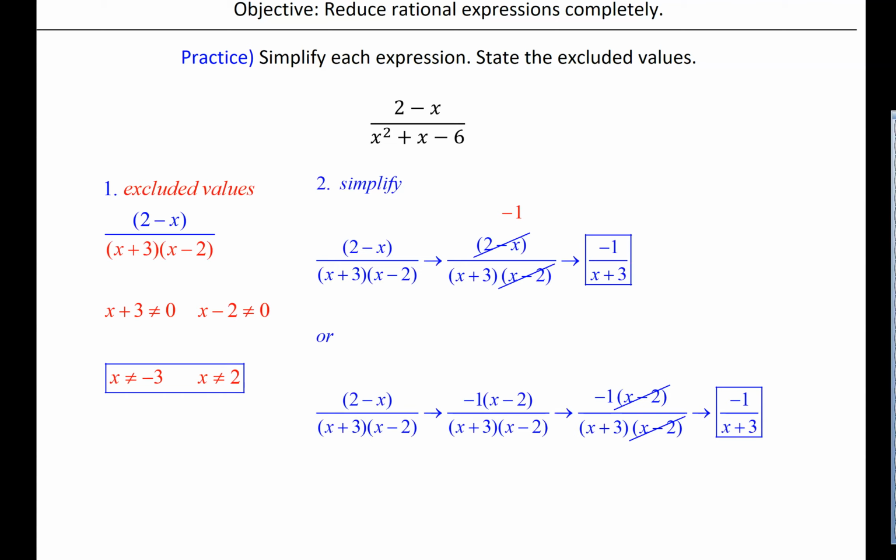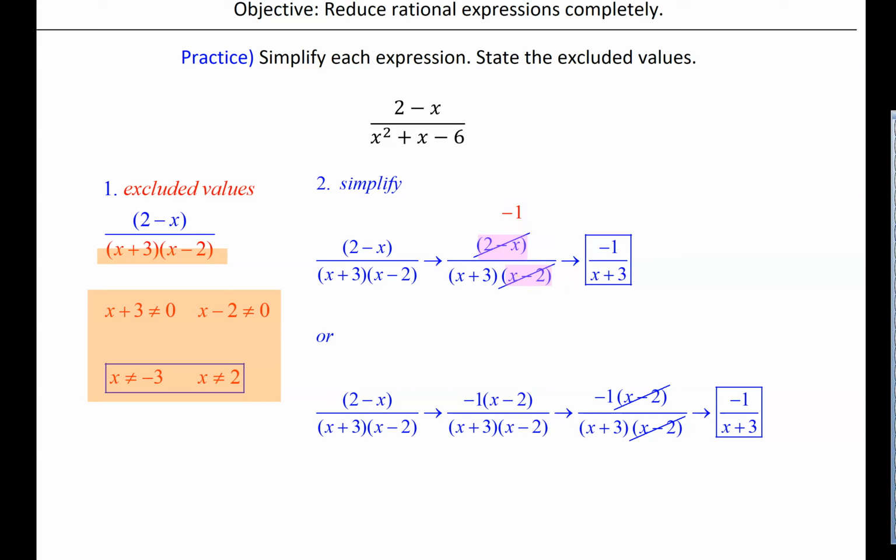So here we see our excluded values where we're using our denominator. So those 2 factors cannot be equal to 0. So x cannot be -3 and x cannot be +2. Here we have opposite factors. So this shows just recognizing the structure of opposite factors and reducing them to -1.